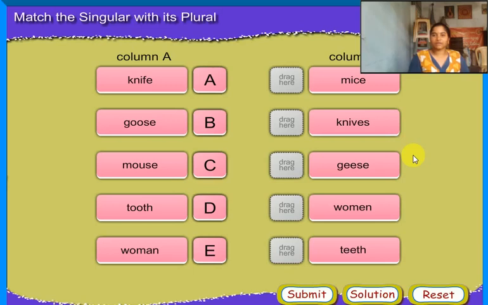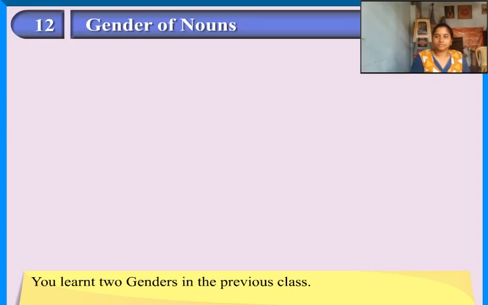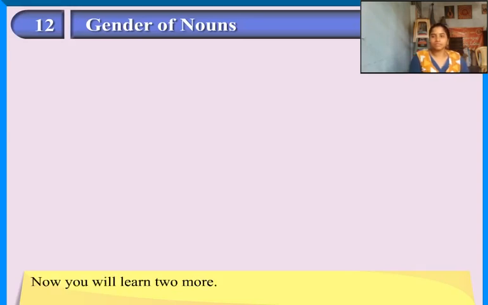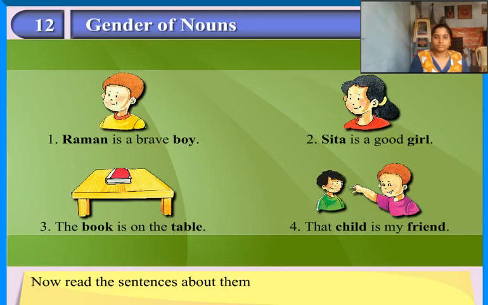Now I would like to show a systematic English grammar. While watching this video, please concentrate. Gender of nouns. You learned 2 genders in the previous class. Now you will learn 2 more. Look at the pictures. Now read the sentences about them.